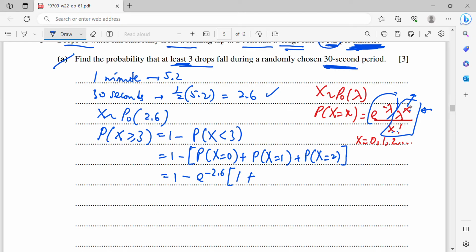Then when x equals 1, I will just replace λ to the power x. That means it's 2.6 power 1 over 1 factorial. No need to write, so just write 2.6. Then for the next one, you replace the x by 2, so I will get 2.6 squared over 2 factorial. Then when you calculate, this will be 0.482. That's the 3 significant figures for the final answer.